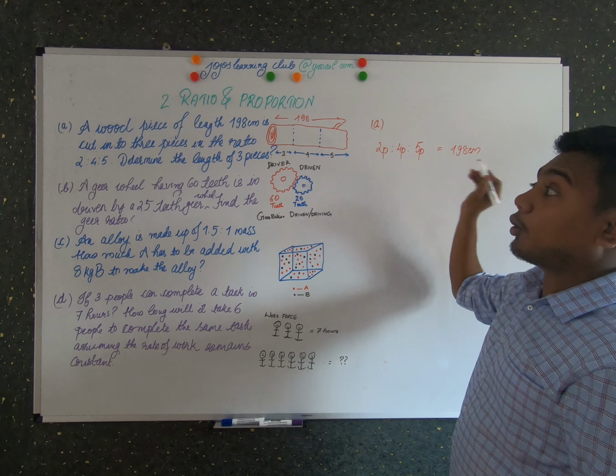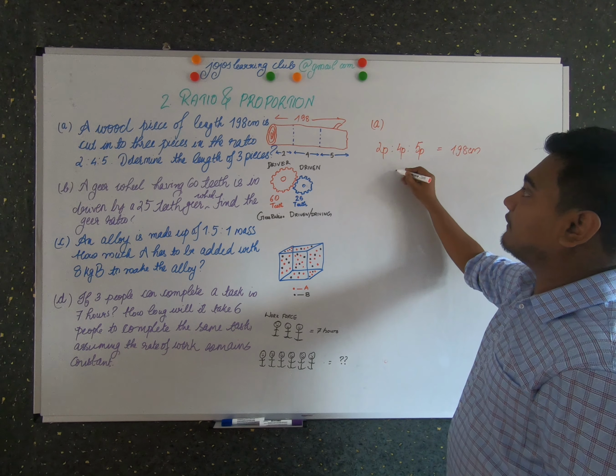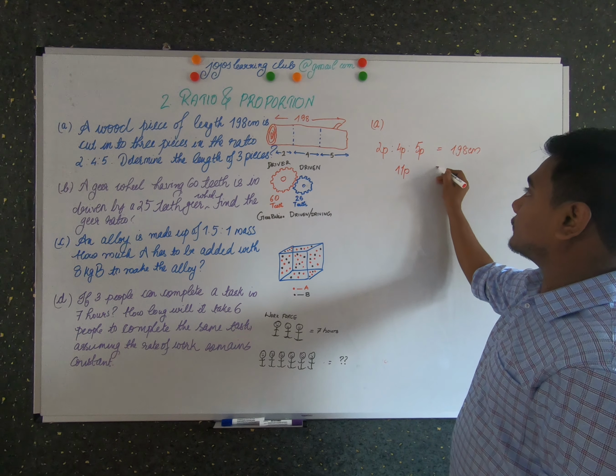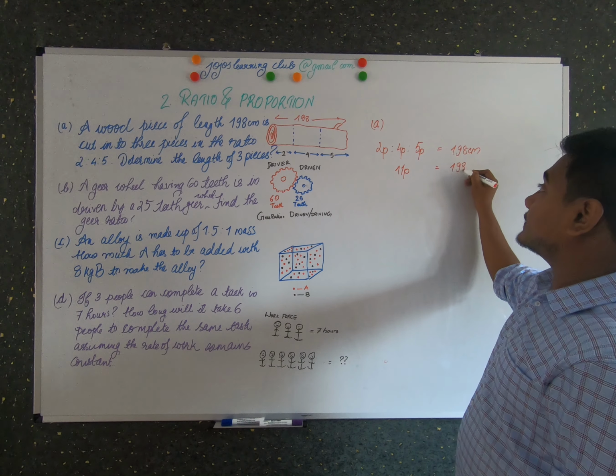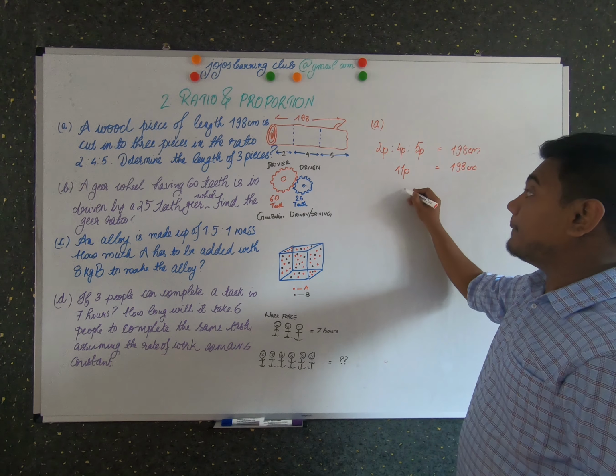So let's find the total number of parts of the wood. 2 plus 4 is 6, 6 plus 5 is 11. So there are a total of 11 parts of the wood, and the length of the wood is 198 centimeters. So let's find the length of one part.